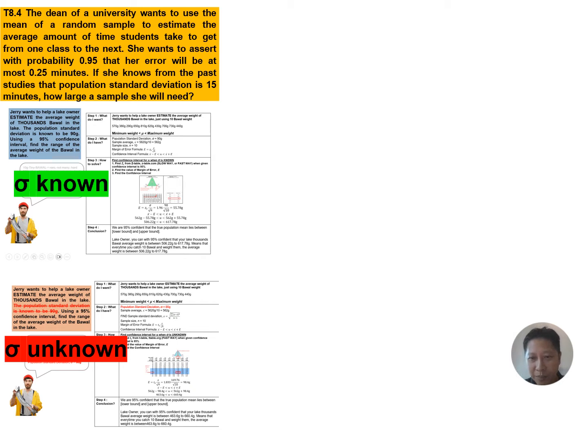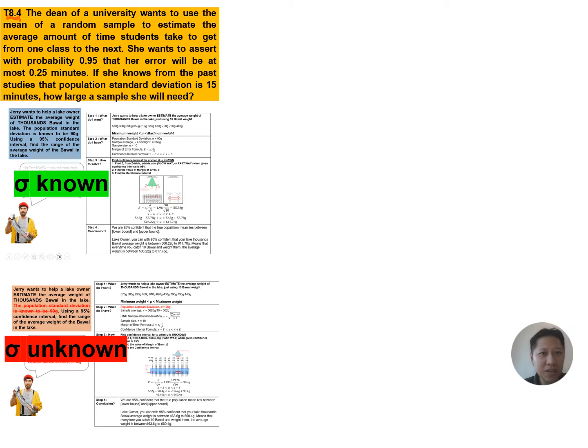Hi, this is chapter 8, the estimate procedure, where we want to use a formula to estimate the range of the population mean. We'll have 4 questions we want to solve. The first question, we're going to read together.